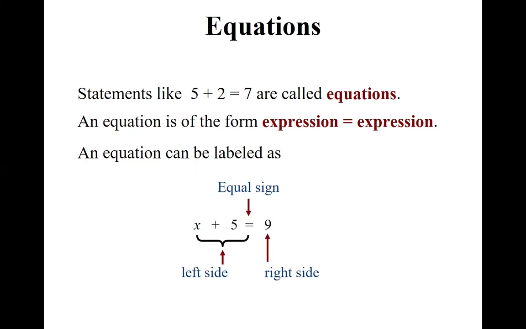So, a bit of a review. Statements like 5 plus 2 equals 7 are called equations. Anything with an equal sign. An equation is of the form expression equals expression. And if we labeled an equation, the equal sign would be in the middle. Then we'd have the left side and the right side. The equation is saying that these two sides are equal to each other, that they have the same value.